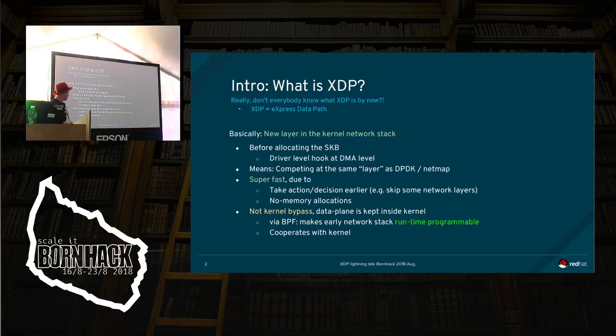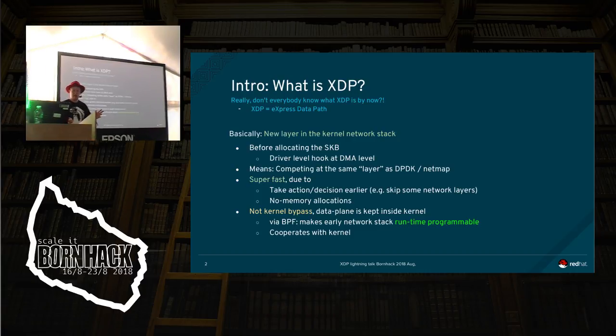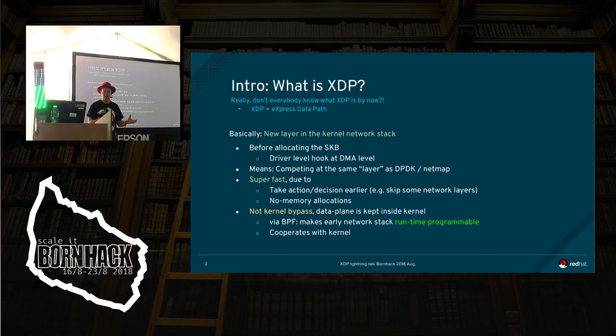Like the solution called DPDK is completely kernel bypass, also NetMap. But my solution, this XDP solution, is not bypass. It actually still keeps the packet inside the kernel, and the kernel is the data plane, and user space is then the control plane. I'll explain that. So the important point is that you actually get programmability, and that's what I want to talk about here. I want you to actually use this and give you some hints to it.